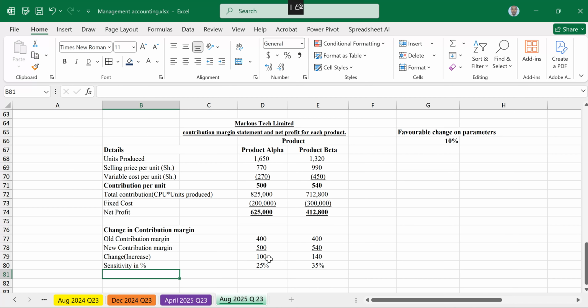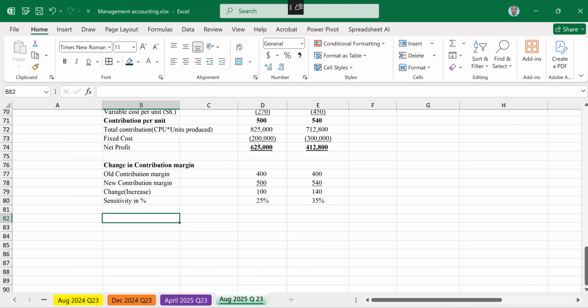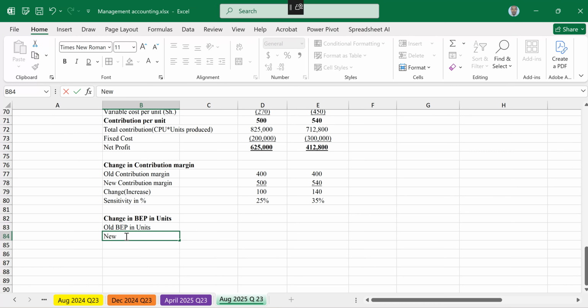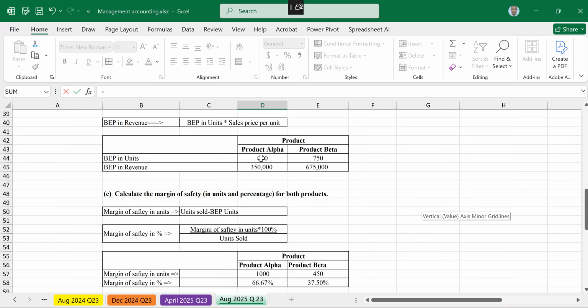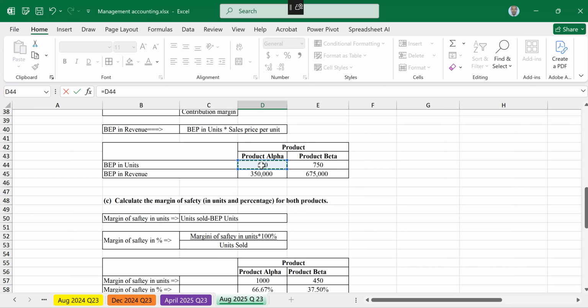What is the impact of the favorable change in parameters on the break-even point? So, change in BEP in units: old BEP in units and the new BEP in units. Now the old BEP in units is 500. Drag across to get the other one for the other product.